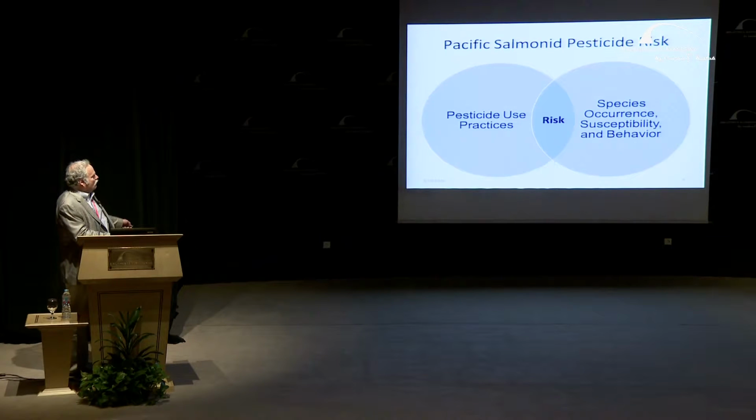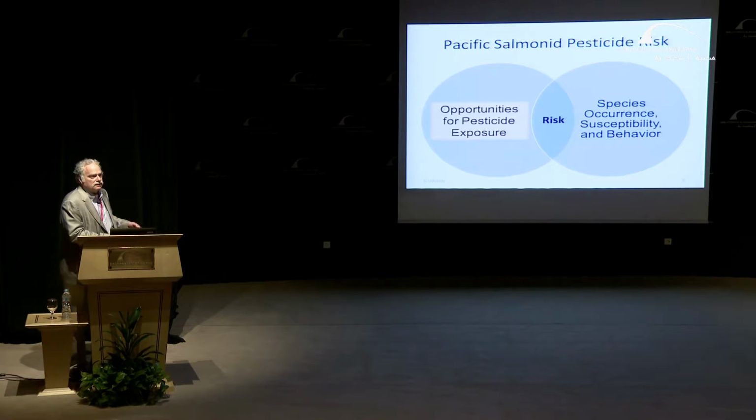So it starts with, what do we know about them? What is their occurrence? And I just showed you their distribution and habitat range. Are they susceptible to pesticides that are used in agriculture, for example? And what is their behavior that might result in exposure? And then you balance that with where the pesticides are used, and that translates into opportunities for pesticide exposure. And where those two overlap, where the pesticides are used and where the species occur, is where the risk lies. And so how do we evaluate the risk of agricultural practices to salmonid species?